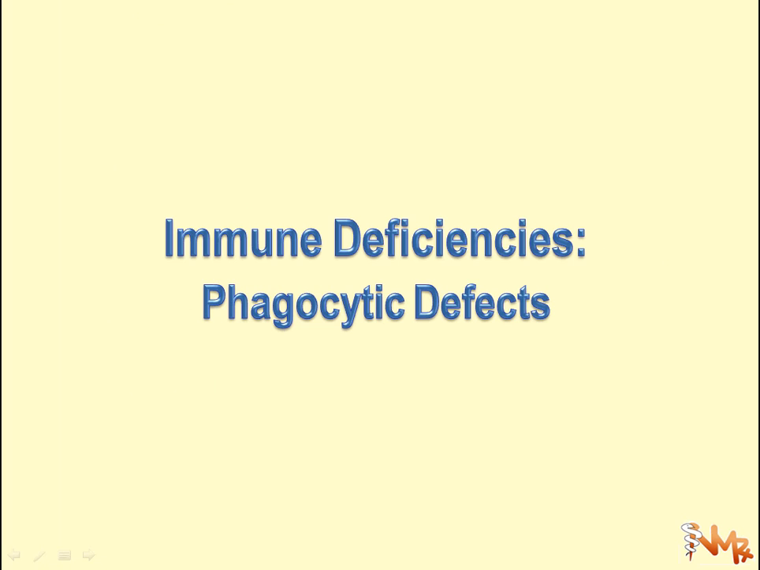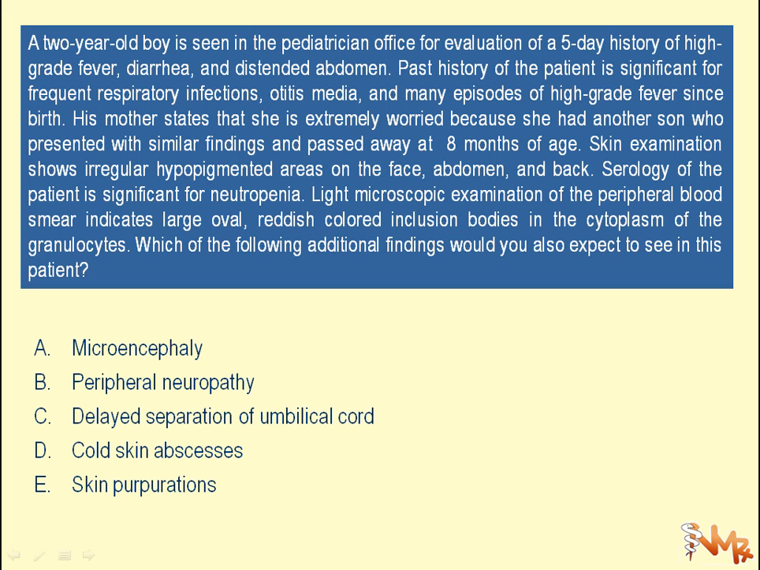Let's look at immune deficiencies due to phagocytic defects. Let's start with a good case scenario. A 2-year-old boy is seen in the pediatrician's office for evaluation of a 5-day history of high-grade fever, diarrhea, and distended abdomen. Past history of the patient is significant for frequent respiratory infections, otitis media, and many episodes of high-grade fever since birth. His mother says that she is extremely worried because she had another son who presented with similar findings and passed away at 8 months of age.